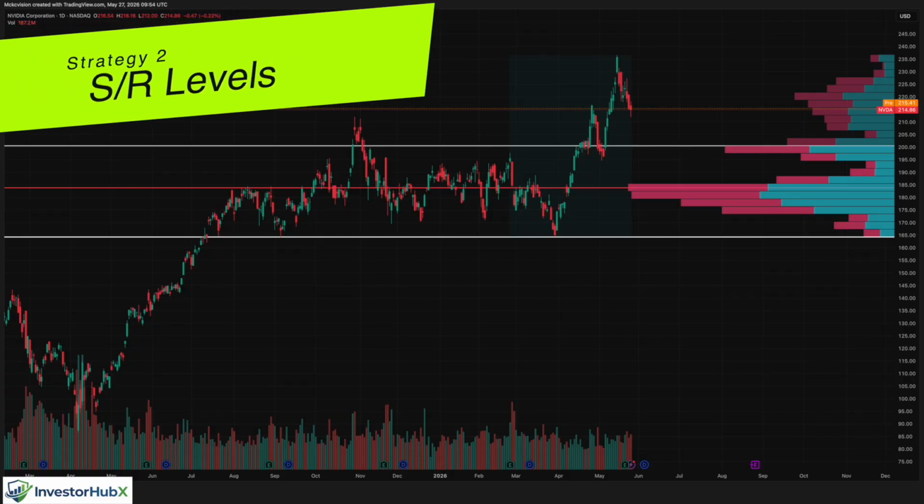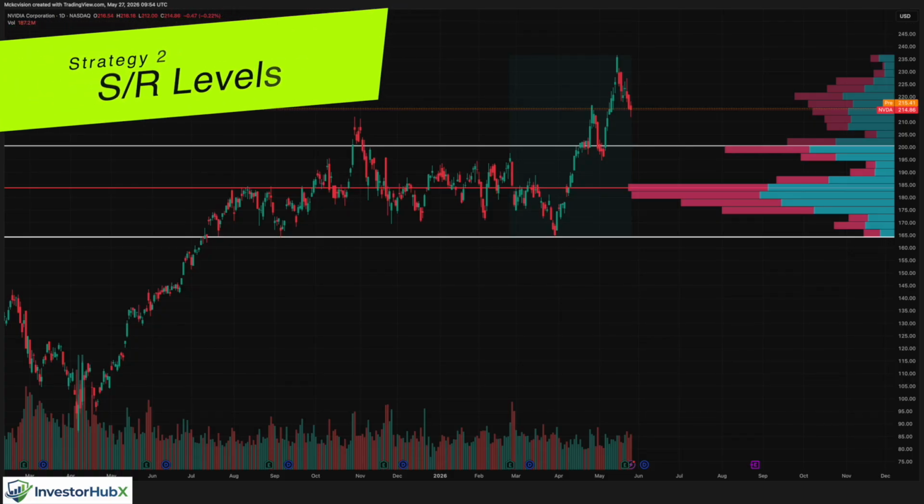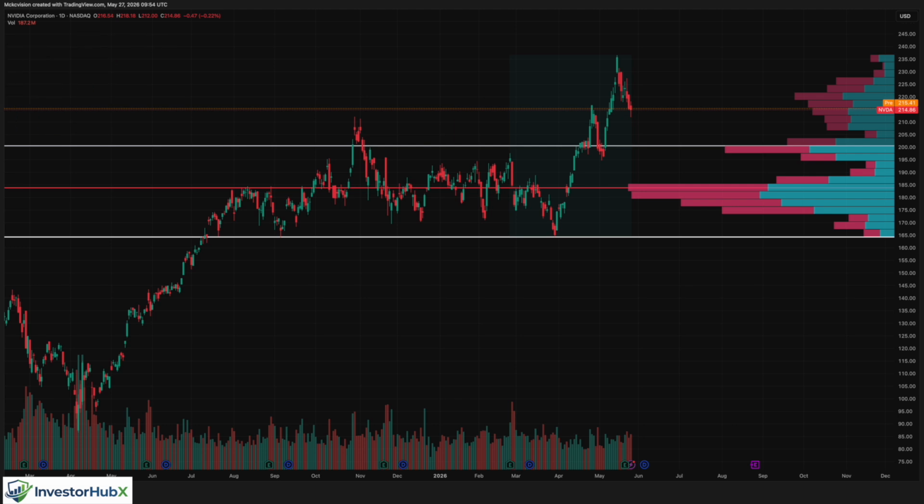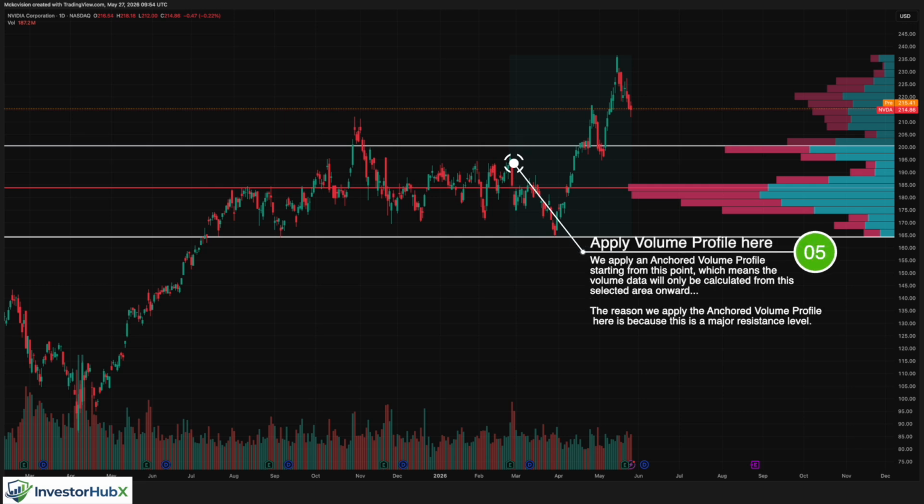The second strategy is combining volume profile with support and resistance levels. Here we have NVIDIA on the daily time frame. Let's say this is our trade setup. We apply an anchored volume profile starting from this point, which means the volume data will only be calculated from this selected area onward. You might be wondering, why do we place the anchored volume profile at a specific location?